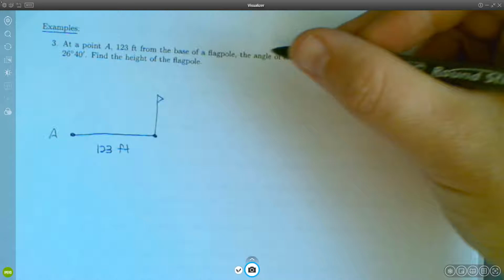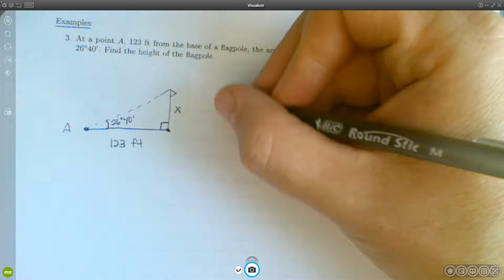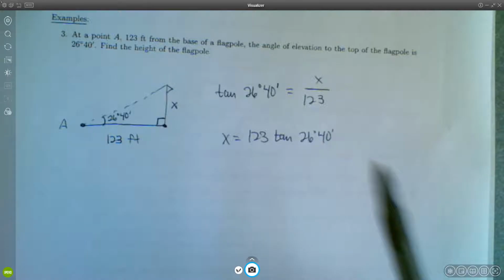Let's see if we can do that. So I can use tangent. I can say tangent 26 degrees 40 minutes equals opposite over adjacent. That's x over 123. So in other words, x is 123 times tangent of 26 degrees 40 minutes. You can change 26 degrees 40 minutes into decimal degrees if you like. 40 minutes is 2/3 of a degree.